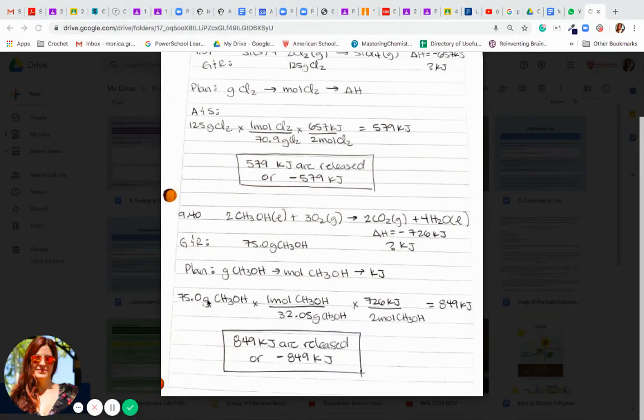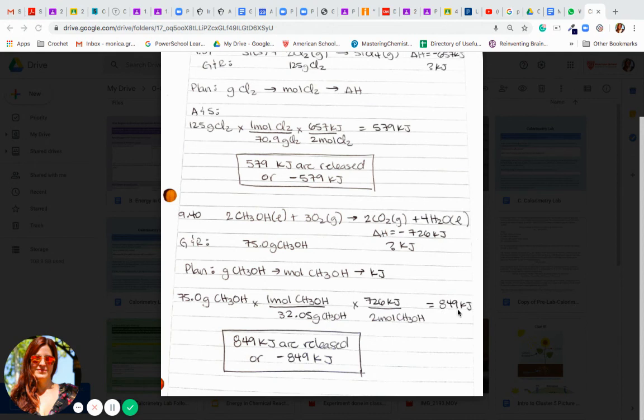We start with the 75 grams. We do the molar mass again. Again, remember the values come from the periodic table, the 12.01 for carbon, 1.01 for hydrogen, and 16.00 for oxygen, but you have to multiply times 4 for the hydrogens. Again, the next conversion factor comes from the amount of heat that is needed per every 2 moles of methanol. So that's what you place here on the last conversion factor. You do the math, and that's what you get.